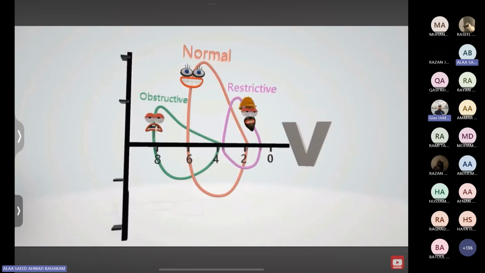Similarly, in the restrictive lung disease, what happens to the total lung capacity? What is the total lung capacity in restrictive lung disease? Less than 4. And the residual volume? About 1 liter. So everything is reduced here. So if you remember this graph, you will always answer the difference between obstructive and restrictive lung disease. Any questions?